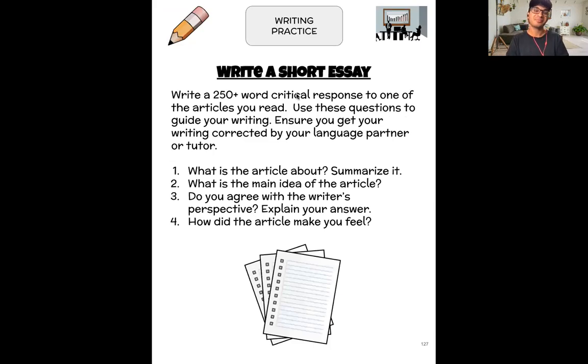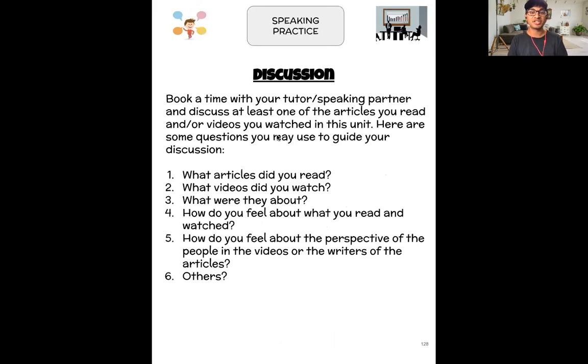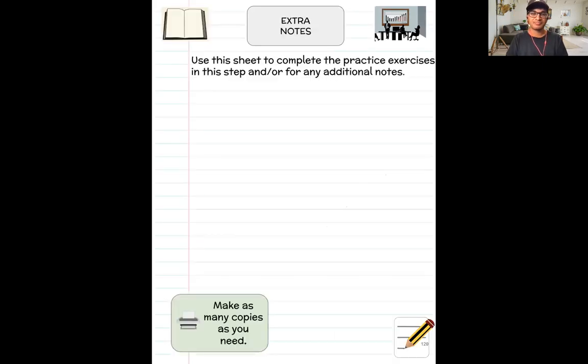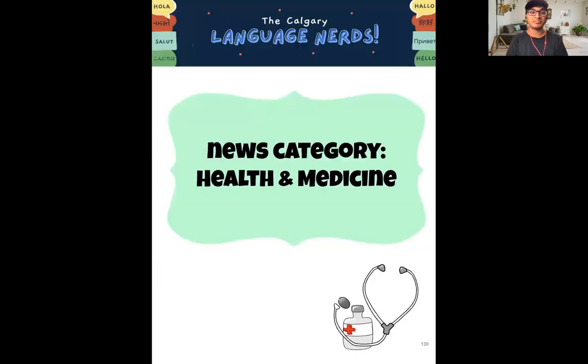Write an essay. You're going to write a 250 word or more essay in response to something you read, one of the articles. What was it about? Summarize it. What was the main idea? Do you agree with the perspective? How did it make you feel? Do you have any counter propositions, etc.? You'll have a discussion. Same discussion as every time. What did you read? What videos did you watch? What were they about? How did you feel about them? How do you feel about the perspectives? Do you have other questions, other things you want to talk about, those that are relevant? And that takes us to the end of this unit.